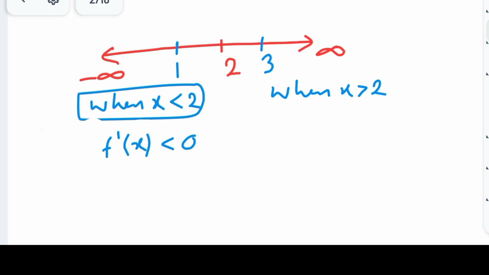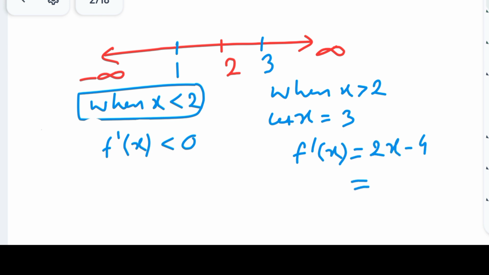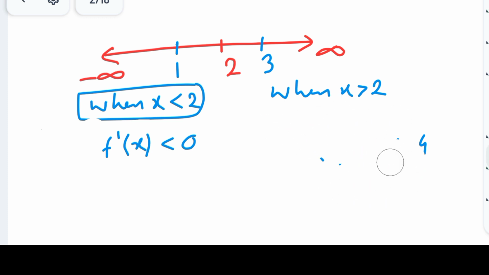x greater than 2 means you imagine any value, x as 3. Let x be 3, and then you find f dash x. F dash x, you know, is 2x minus 4. When you put the x value as 3, this will be 2 into 3, 6. 6 minus 4 is 2. So obviously 2 means f dash x is positive. So when x is greater than 2, f dash x is positive. Positive means greater than 0, so f dash x is greater than 0.